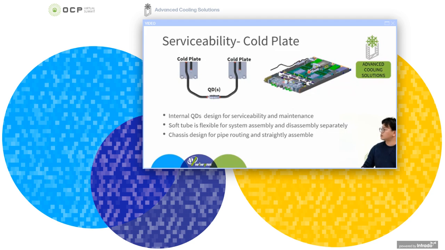like this photo shows. Of course, we also need to modify the chassis design for cold plate pipe routing and make sure we can assemble the cold plate, sliding up and sliding down.